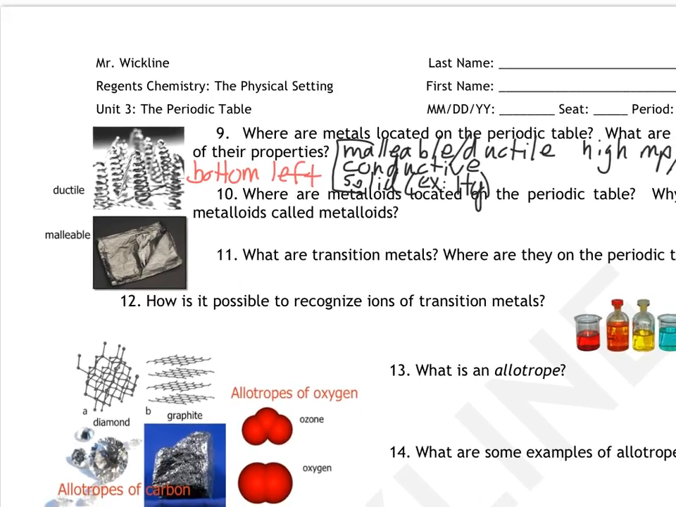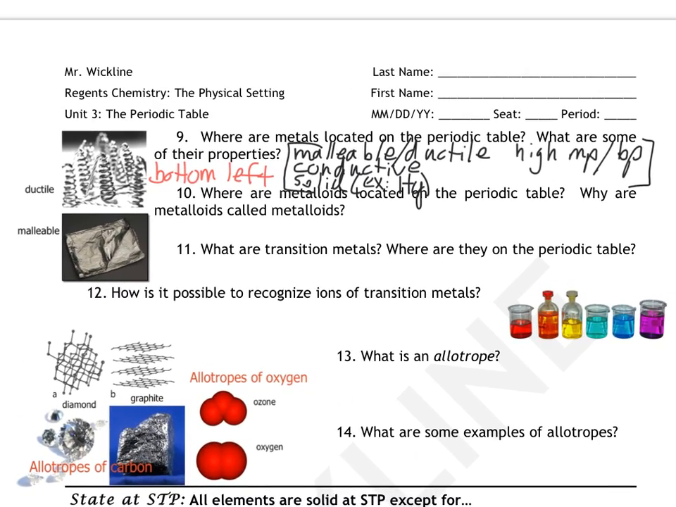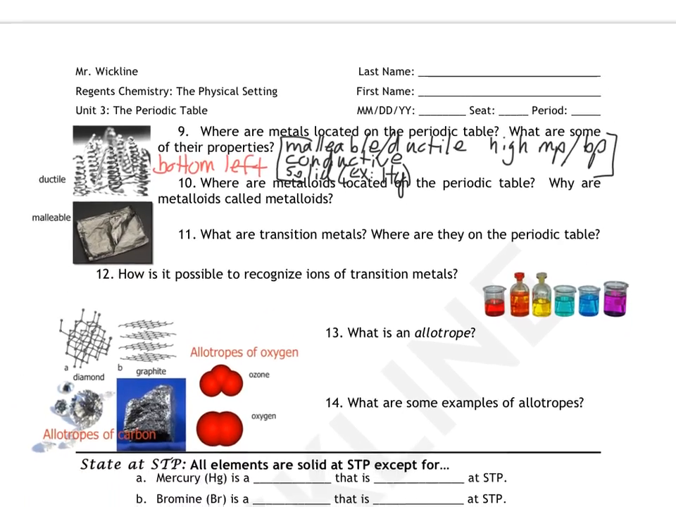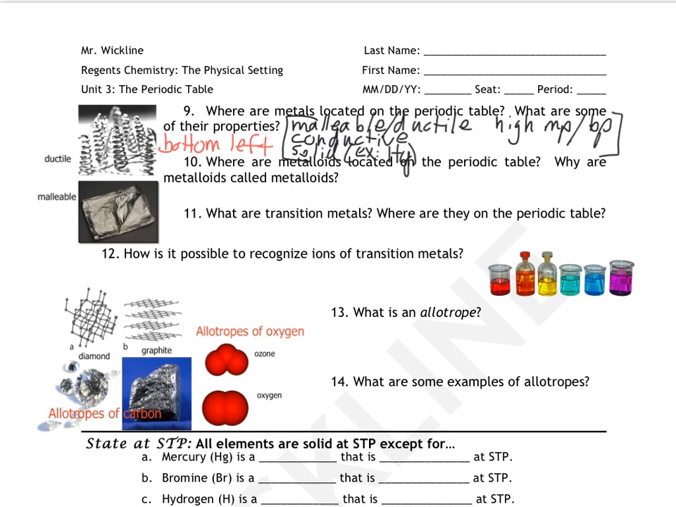So also I just said that typically metals are solid. The one exception that I think is important for you to remember is mercury. So this guy, Hg, mercury, that will be an exception because it's liquid at room temperature. And then in general, just remember that they have high melting points and high boiling points.